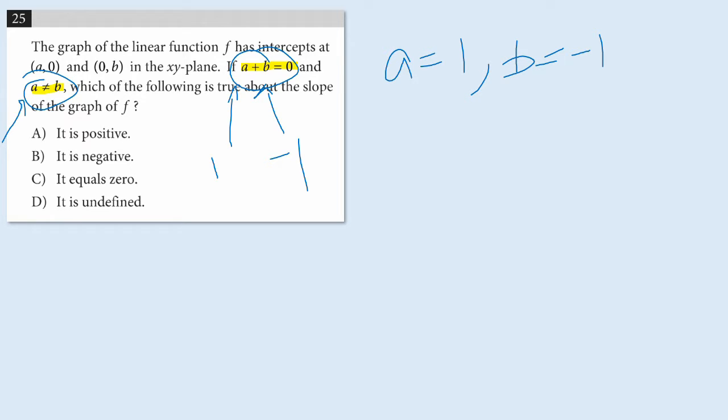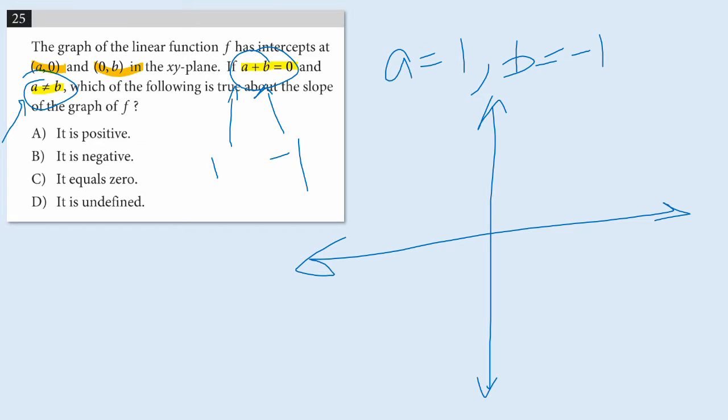And then we know that we have 2 points, right? We have the intercepts, which are (a, 0) and (0, b). Well, we have a and b, so we can go ahead and sketch what those intercepts would look like. Okay, so (a, 0) would be (1, 0). That would be right there. And (0, b) would be (0, negative 1). That would be right there.